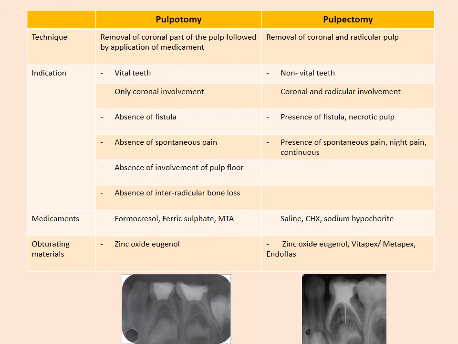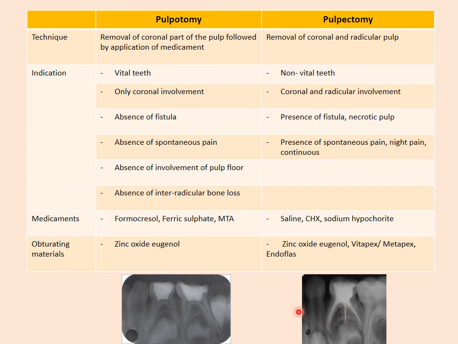So moving on to the differences between pulpectomy and pulpotomy. The technique: in pulpotomy, we remove the coronal portion of the pulp followed by application of medicament, while in pulpectomy both the coronal and the radicular portion of the pulp are removed. From the picture itself, in these two radiographs, only the coronal portion of the pulp tissue is removed and the radicular portion is left intact. While in pulpectomy, we have to remove the coronal along with the radicular portion of the pulp.